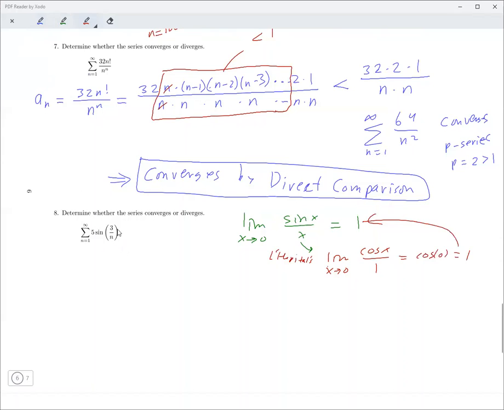Now, you don't have an x, but you have 3 over n, and as n goes to infinity, 3 over n is going to 0. So it's basically the same as this. It's the same concept right here. So what I'm going to do is, this is my a sub n, 5 sine of 3 over n, and I'm going to make b sub n just plain old 3 over n. And then take the limit of a n over b n.